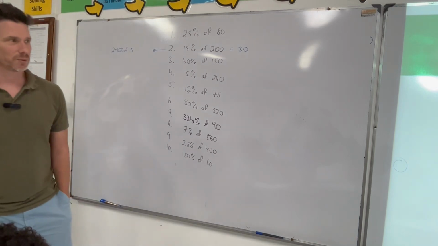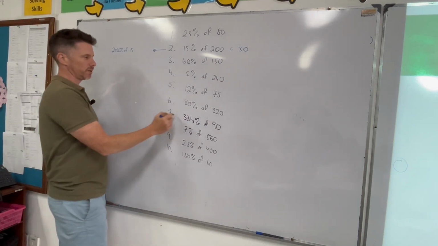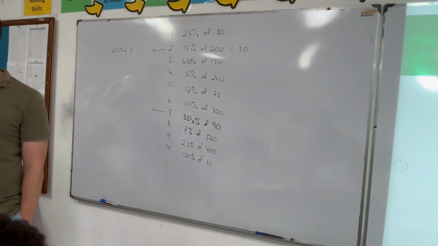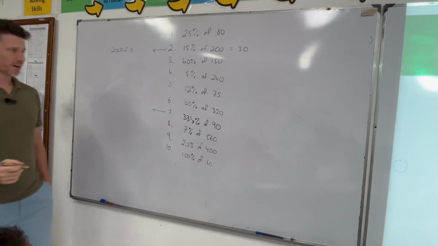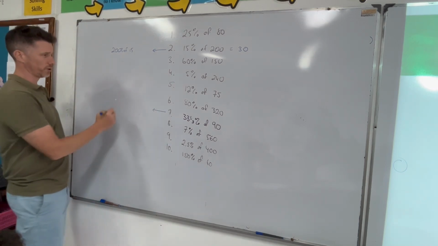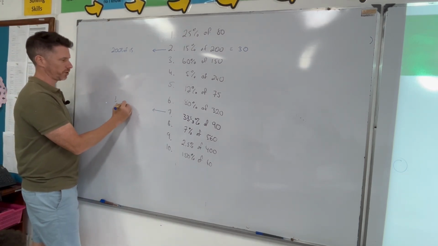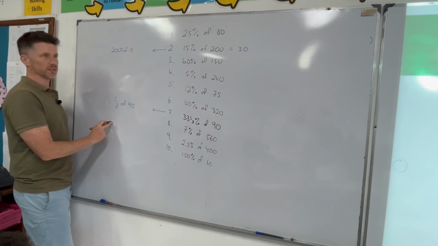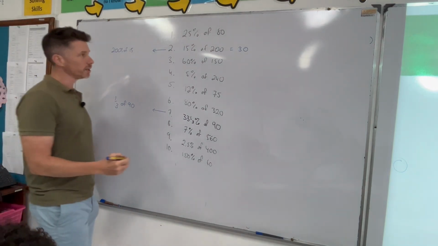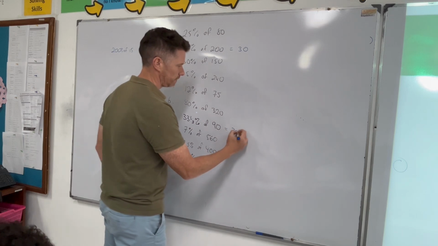Another one maybe we can get quite quickly is this one down here, which actually is much easier to use the fraction. 33 1/3% as a fraction is what? 33 and 1/3. So that is asking 1/3 of 90. And that is, well, if I split 90 up into threes, each one would be 30. Okay.